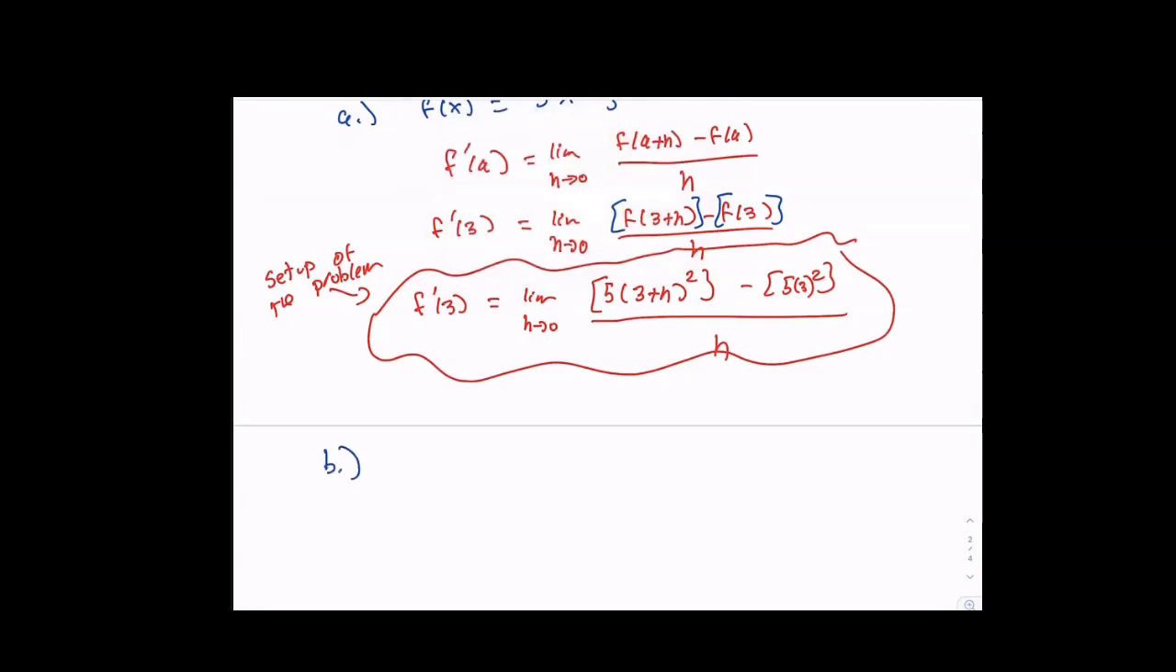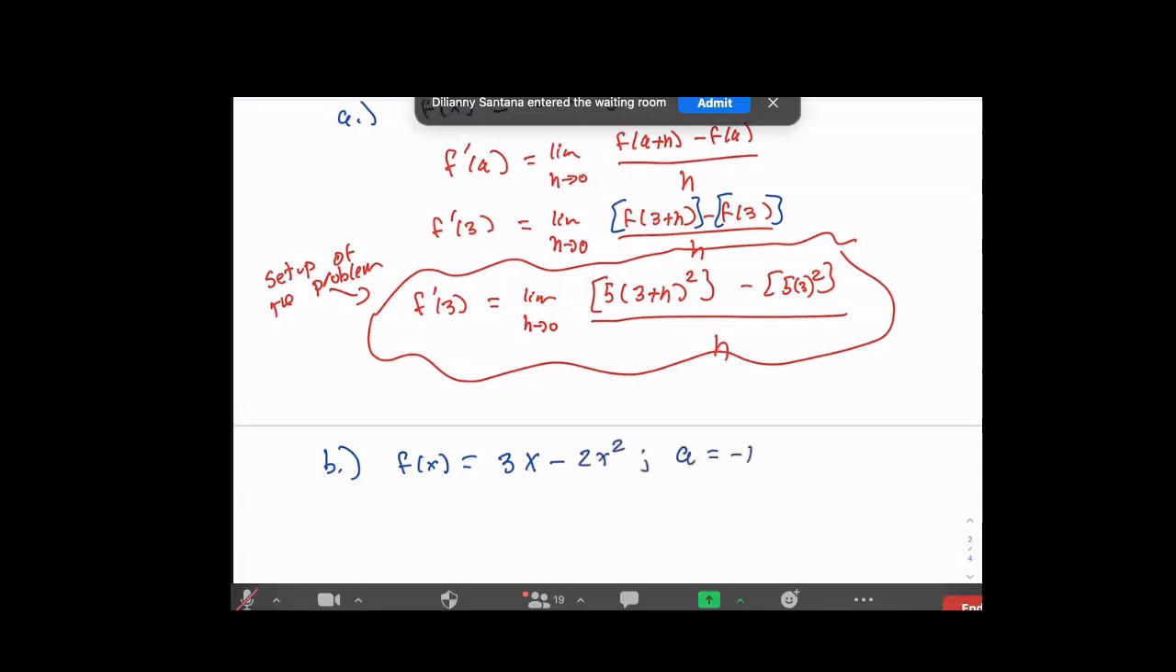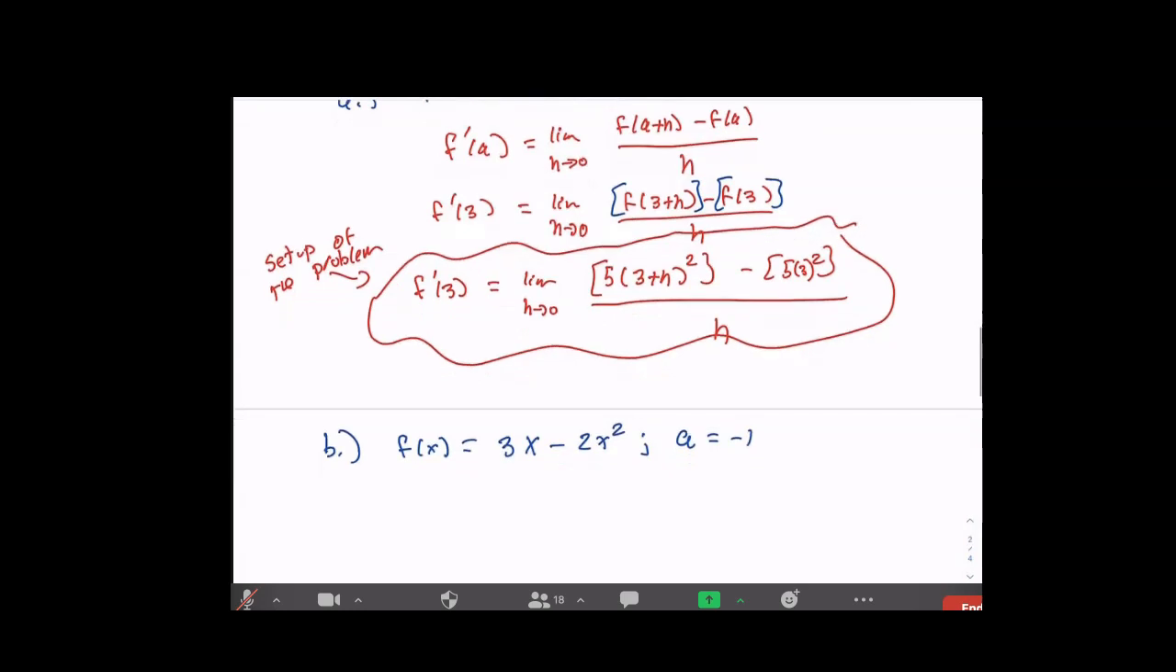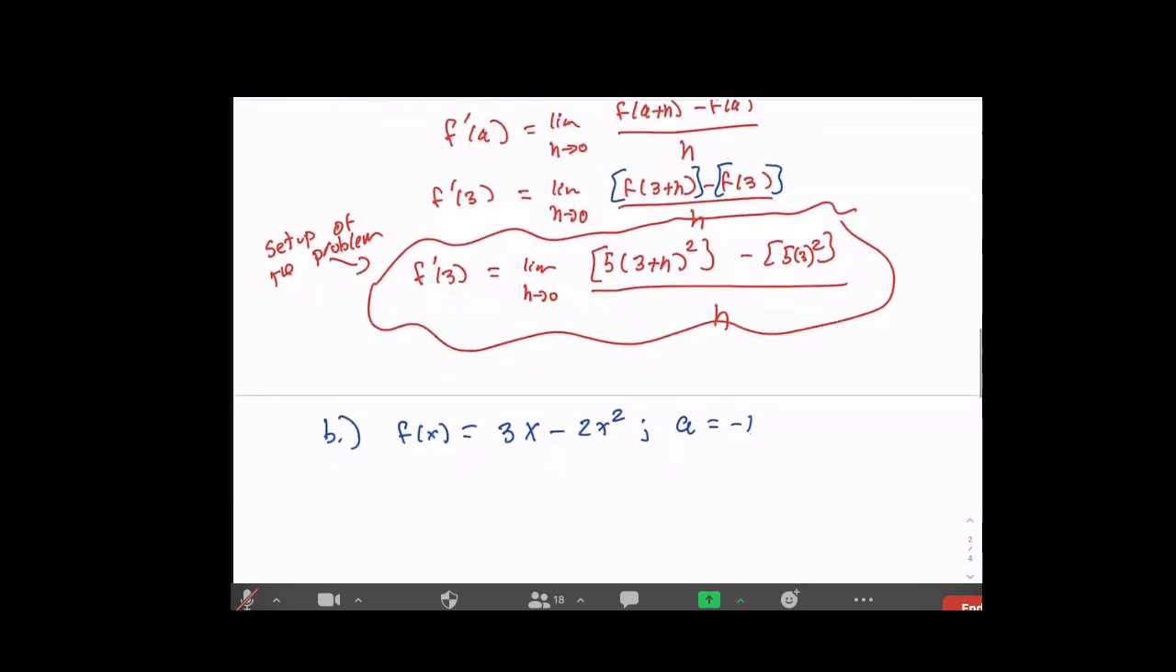Try the next one. f of x equals 3x minus 2x squared. a equals -1. So let's look at a negative number for a. If they give you a negative number for a, all you have to do is worry about parentheses, okay? We just want to make sure that we're following the work and that we're doing it.